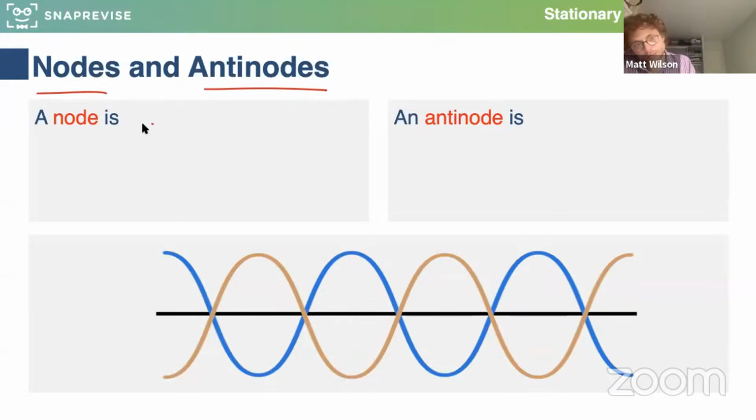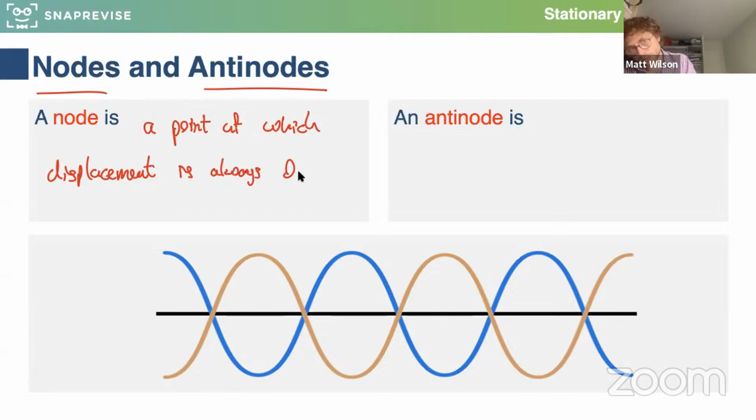So we're going to say that a node is a point at which displacement is always zero. So if we look at the stationary wave, the classic points are going to be this point here, this point here, this point here, and so on. Those are nodes, points that always have zero displacement.